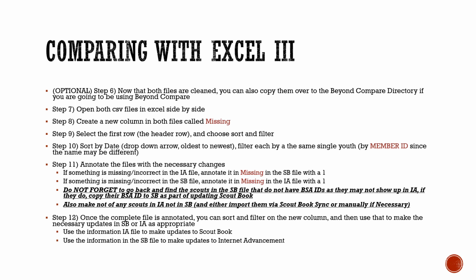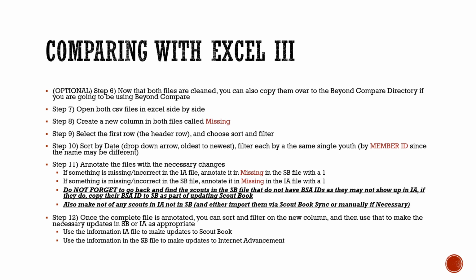So what we're going to do is open the files side by side. We're going to create a new column called Missing. We're going to select the first row and choose Sort and Filter so we can filter by individuals. We're going to do this on both of those files, and then we're going to sort by member ID. So we'll pick the first one that shows up at the top, 1, 2, 3, 4, 5. We'll compare against the same individual on the other side and see if there's anything missing or anything new.